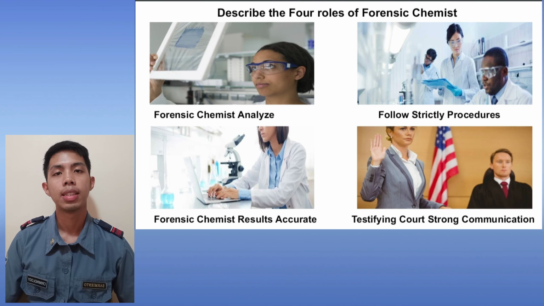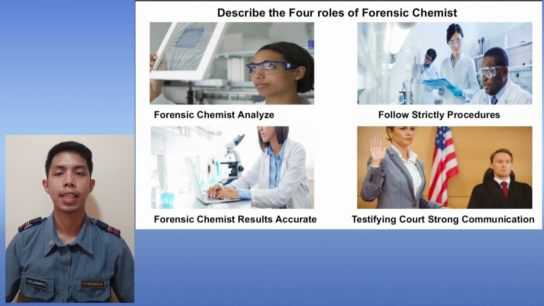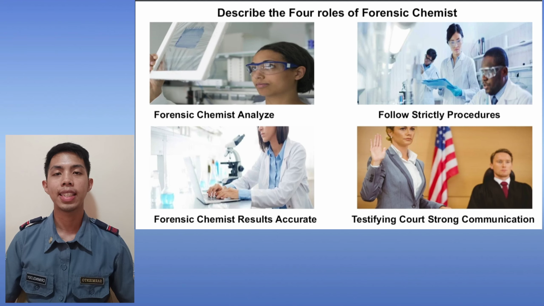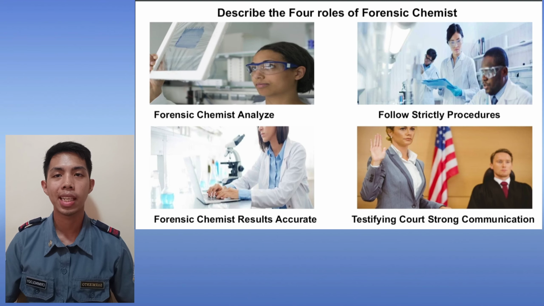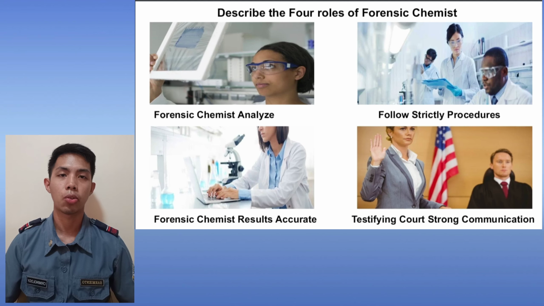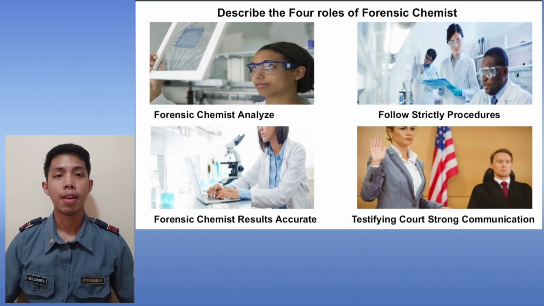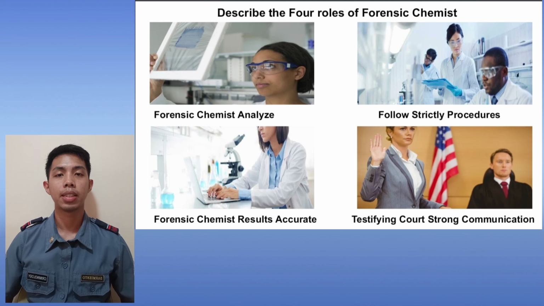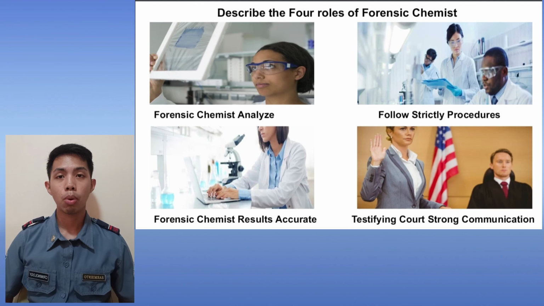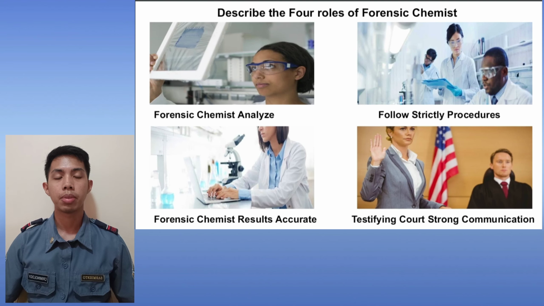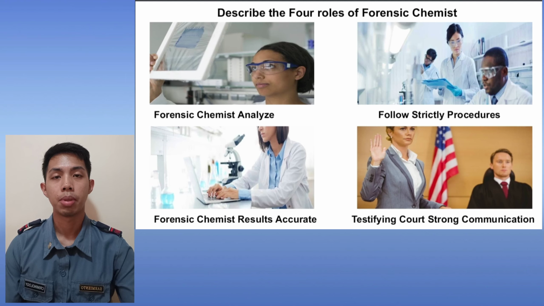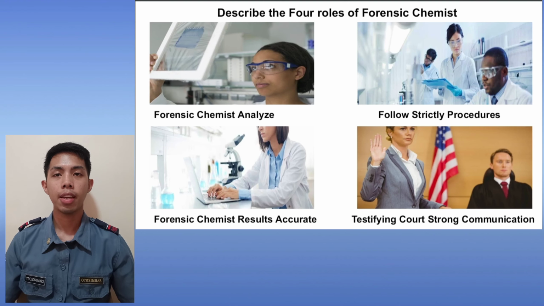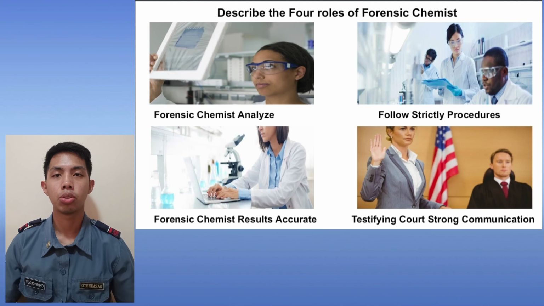Slide 4. Describe the 4 roles of forensic chemists. First, forensic chemists analyze non-biological trace evidence found at the crime scene in order to identify a known material and match samples to a known substance. They also analyze drugs and controlled substances taken from the scene and people in order to identify and sometimes quantify these materials. Second is to follow strict procedure.